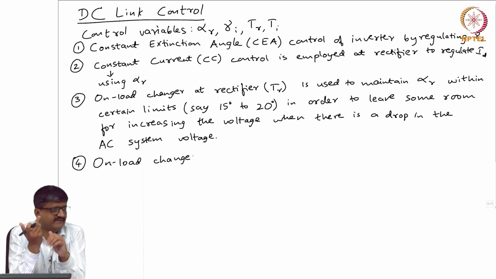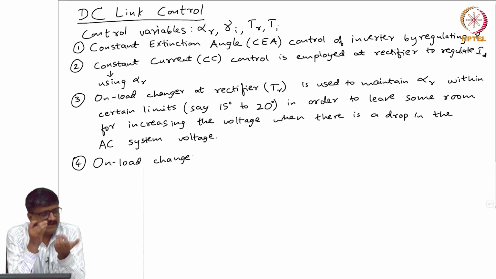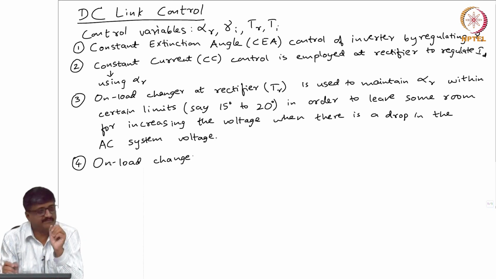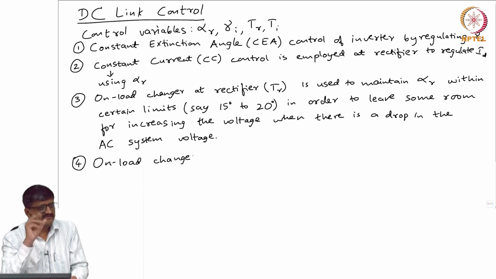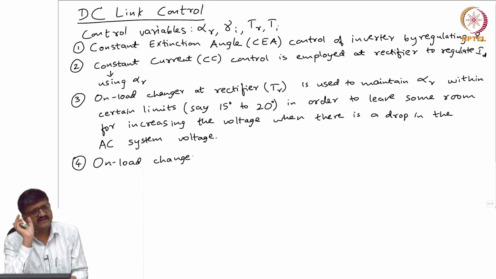That's all we want. We don't need any other type of control. Okay. So, if I want to maintain ID at a certain value, it's as good as saying that the band is of 0 width. As far as alpha R is concerned, it is not of 0 width. No, it's a non-zero width. Say, I have given an example, 15 degrees to 20 degrees. Similarly, constant extinction angle means 0 width. We are maintaining the extinction angle at a particular value.